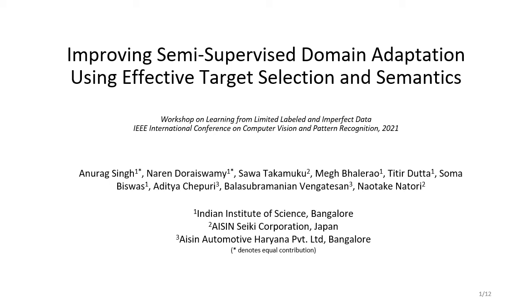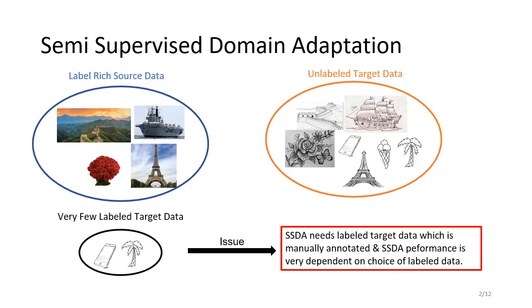Hello everyone, I'm Anurag Singh, and I will be presenting our work, Improving Semi-Supervised Domain Adaptation using Effective Target Selection and Semantics. In this work, we aim to improve the performance of common semi-supervised domain adaptation algorithms by incorporating a few simple yet effective modifications which address specific drawbacks of previous works on semi-supervised domain adaptation.